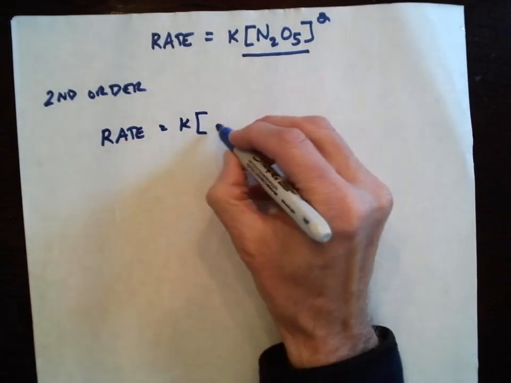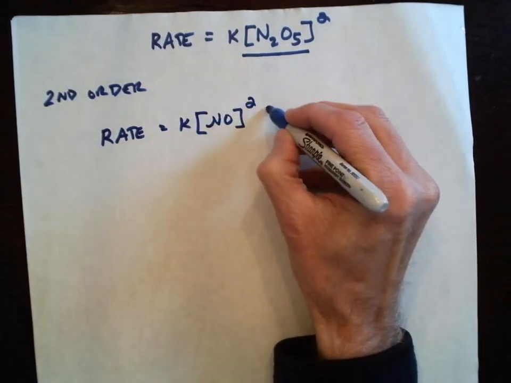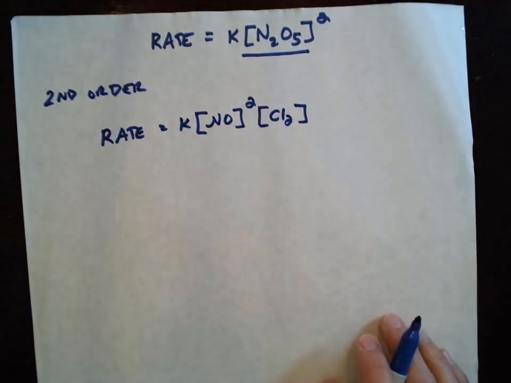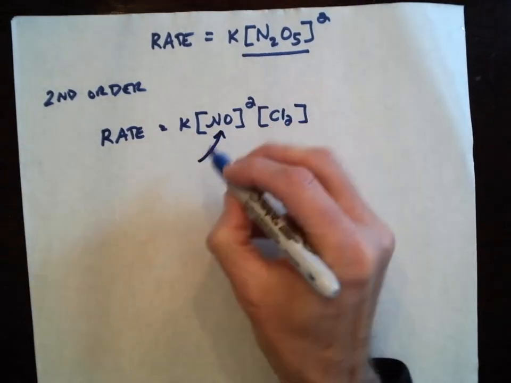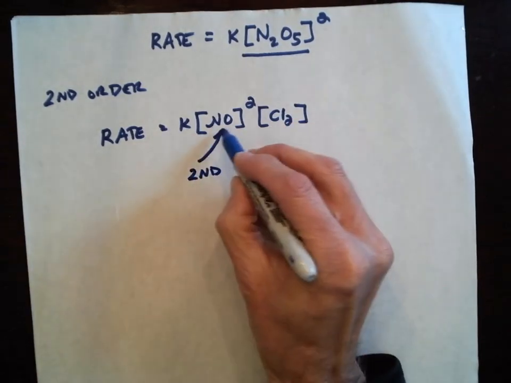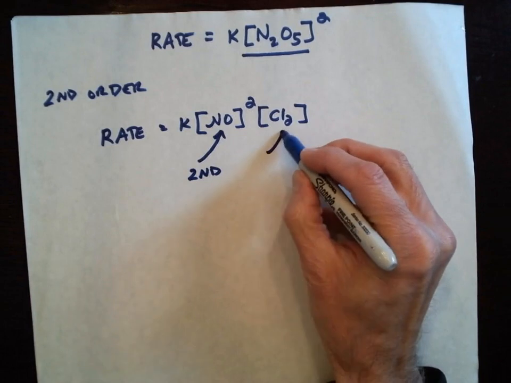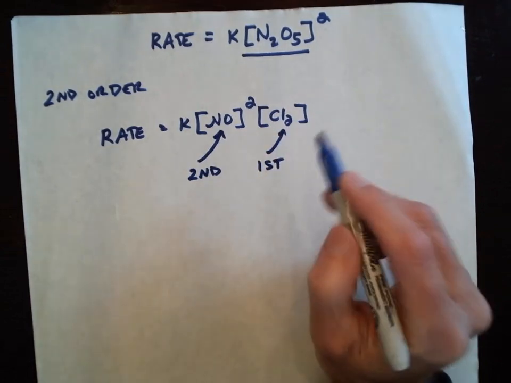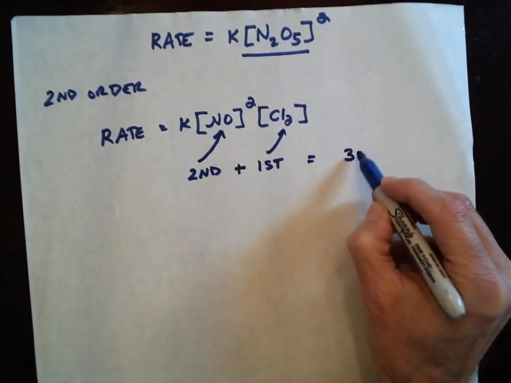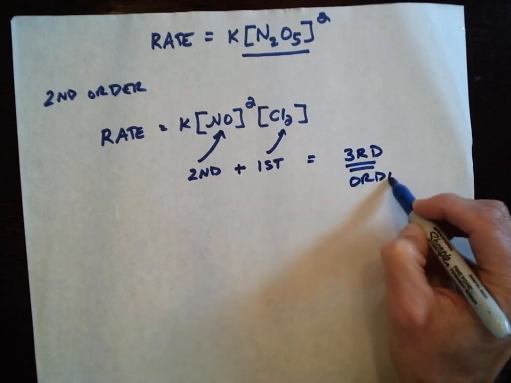The rate is going to be equal to some constant k times the concentration of NO to the second power times the concentration of chlorine to the first power. And in this case, what we would say is the rate is second order, here's the 2, with respect to the concentration of nitrogen monoxide. We'd say that it is first order with respect to the concentration of chlorine, and we'd add these two together, and we would say the reaction is third order overall.